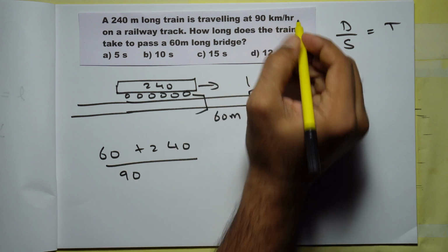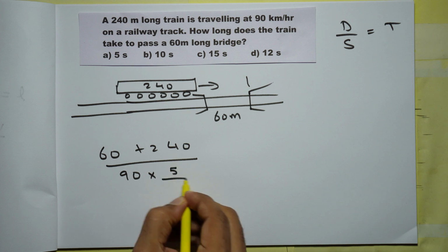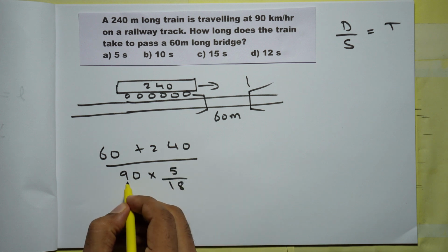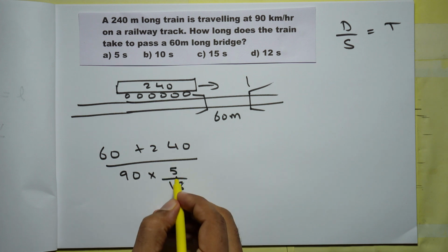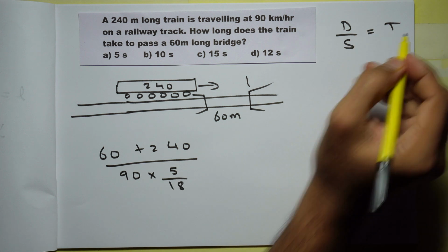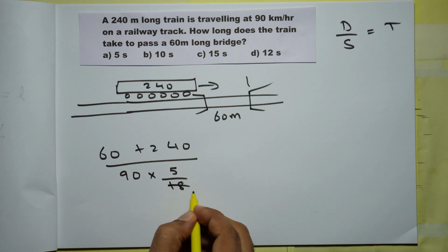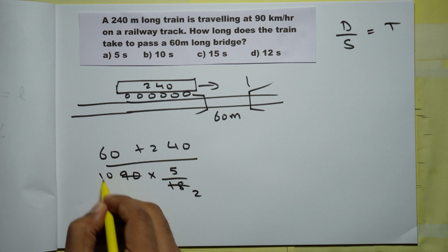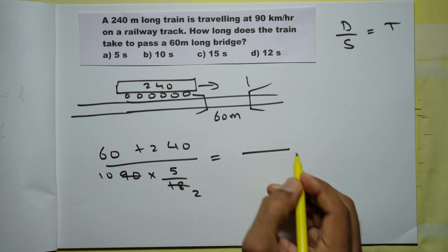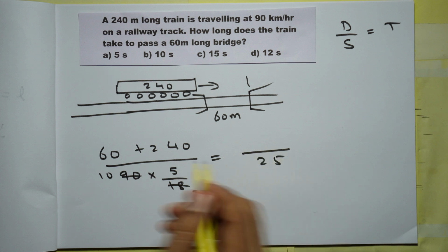We'll convert the kilometers per hour into meters per second. We'll multiply by 5 by 18. To convert kilometers per hour into meters per second, we have to multiply by 5 by 18. And distance by speed gives you time. This is what we need to find out. Here 9 divides 2 times, 9 divides 10 times. So in the denominator you have 10 into 5, 50. 50 by 2 is 25.